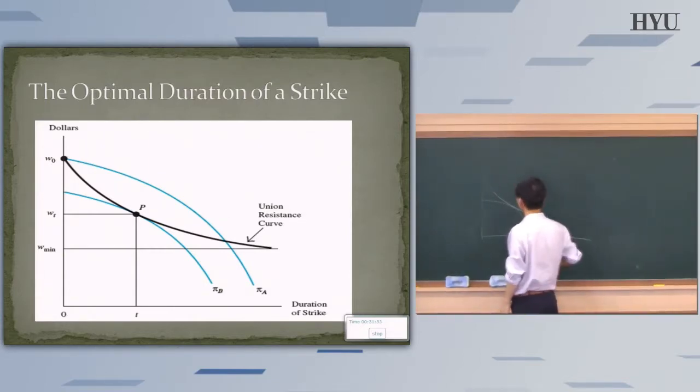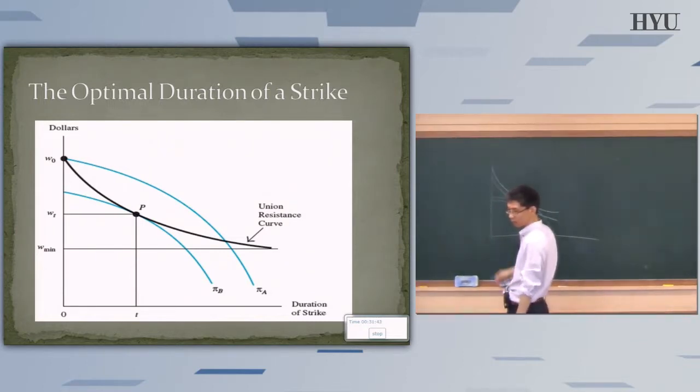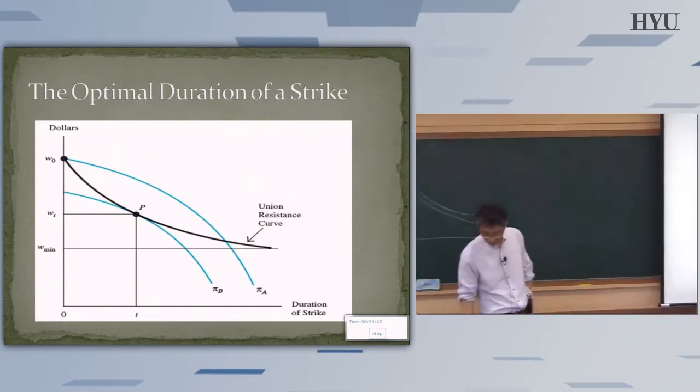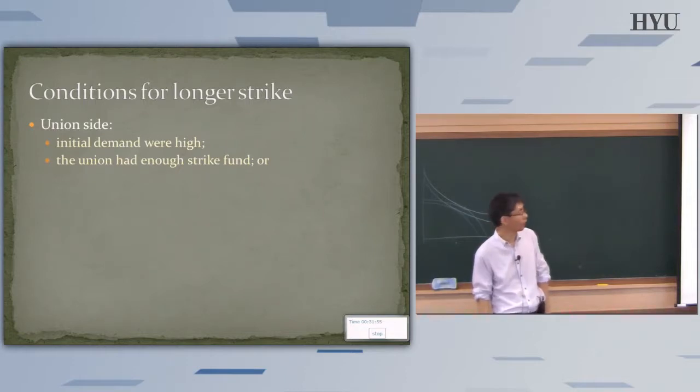But if the demand were higher, then the optimal duration is going to be something like this. Okay? So obviously, if the union demands a higher wage increase, it takes a longer time to end the strike. Second, the union had enough strike fund.